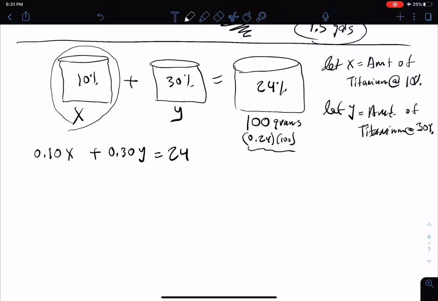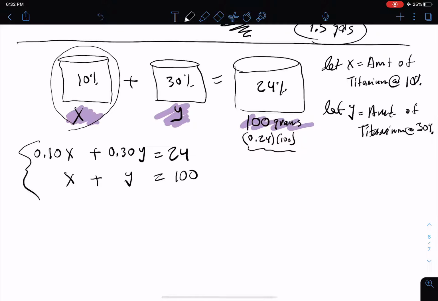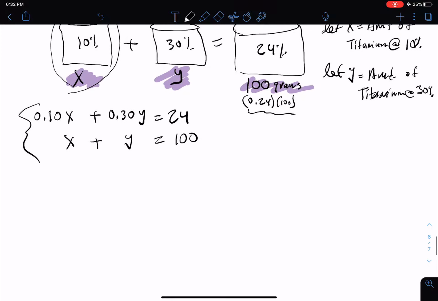Now let's take a look at our second equation. The second equation is the easy equation, because it's just adding up x grams from this container plus y grams from this container, which better equal total grams. That's just going to be x plus y equals 100. Okay, so now what do we need to do? We need to solve either by substitution or by addition elimination.